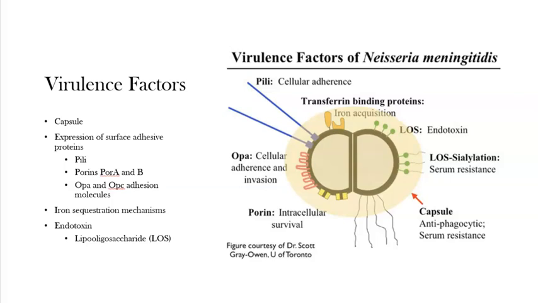Bacterial meningitis also has something called iron sequestration mechanisms. The bacterial cells use these to obtain iron from the host cells, and they use that iron for basic cellular processes such as DNA replication, transcription, and metabolism, in order to make energy. It also has an endotoxin called lipooligosaccharide, or LOS for short, and this contributes heavily to the inflammatory response in your body.